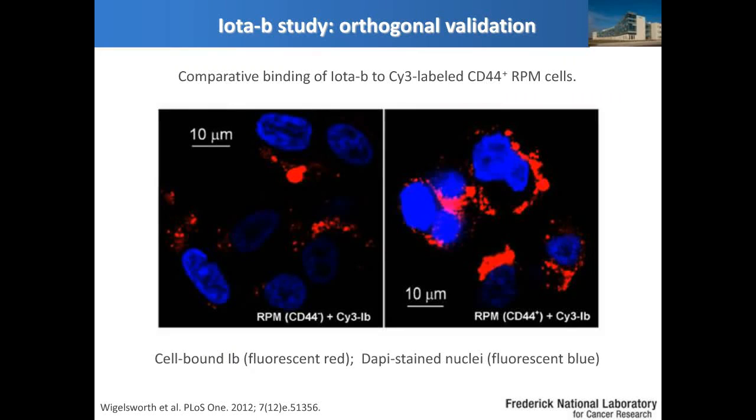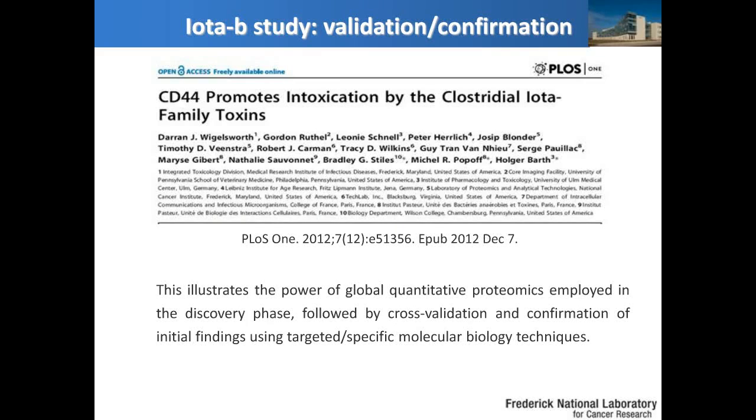And last year, our collaborators were able to do a series of biological experiments, and they have shown that CD44 really facilitates the internalization of iota B. That is an example of how proteomics can be very useful, where genomics most probably couldn't do anything about it. That paper was published in PLOS, showing that CD44 promotes intoxication by the Clostridial iota B toxins.